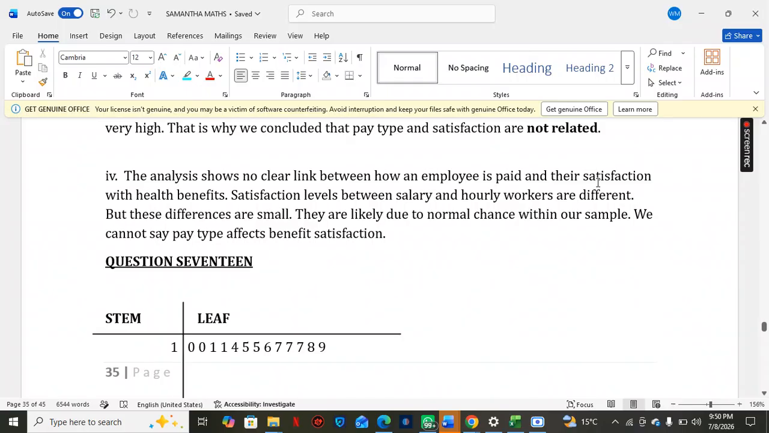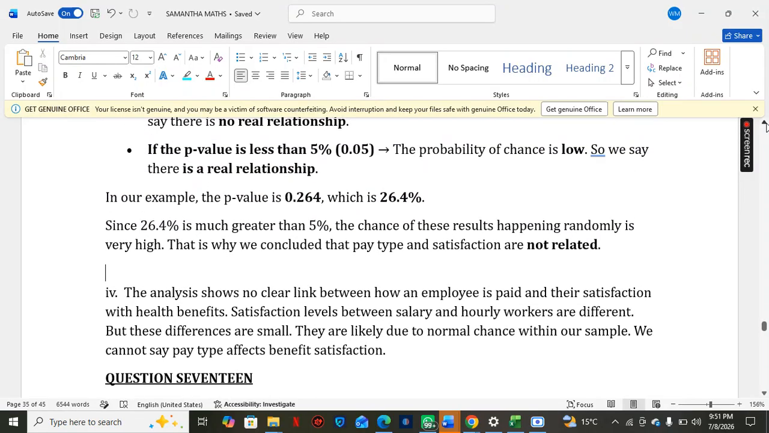Since we failed to reject the null hypothesis, and the null hypothesis is saying there's no relationship, we can conclude that there is no significant relationship between the pay type and the level of satisfaction because our p-value is greater than 5%.